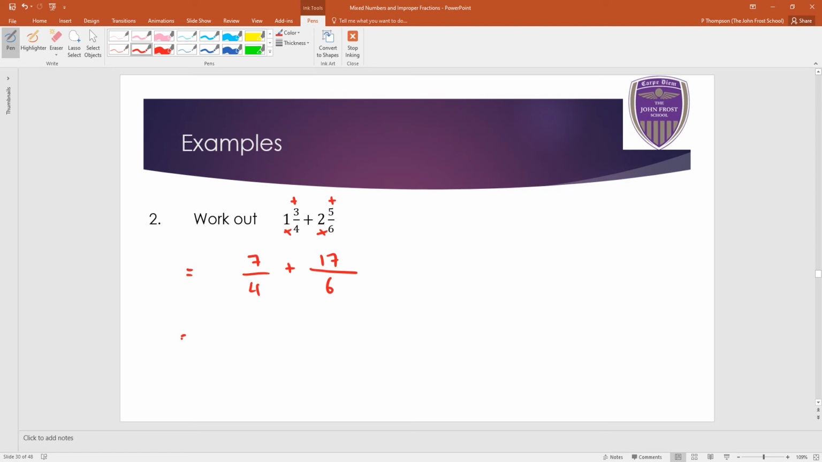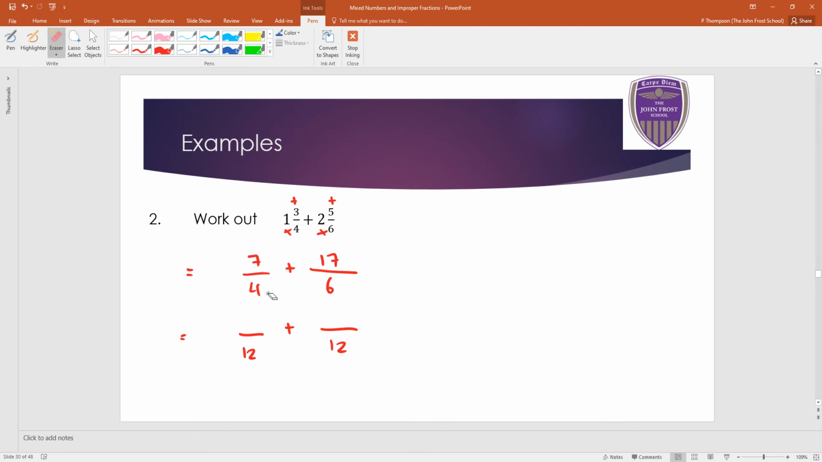Now, unlucky for us, 4 doesn't go into 6. So I'm going to have to change both of these denominators. What's the smallest number in the 4 times table and the 6 times table? Well, it's 12. They both go into 12. So I'll use 12 as my denominator.